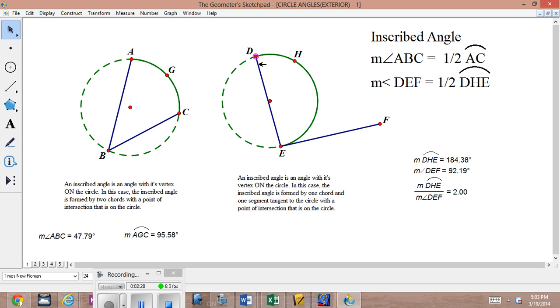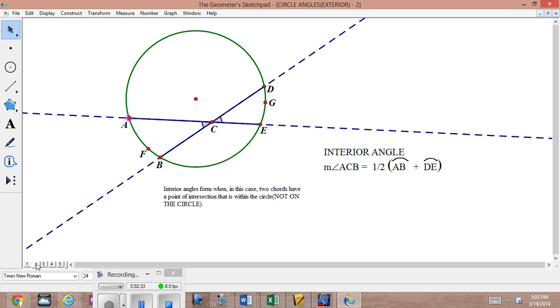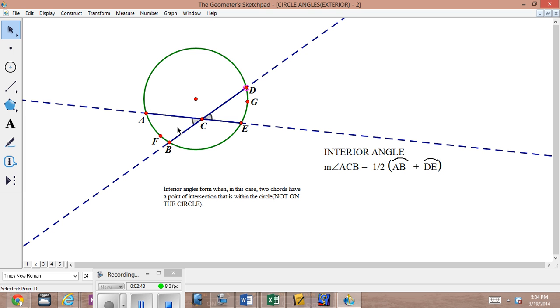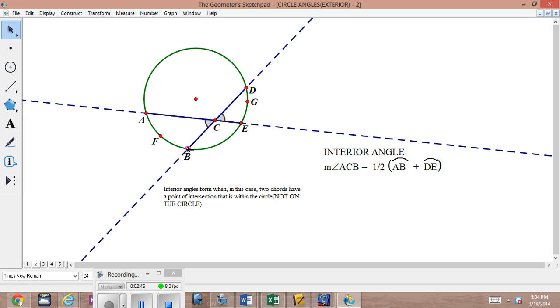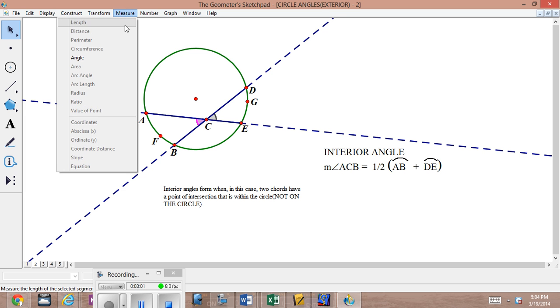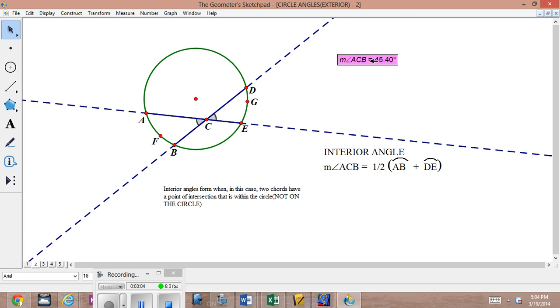If this becomes a right angle, it intercepts a semicircle. The interior angle is the angle here at C. Again, it is made up of two chords. The interior angle intercepts two arcs. We have to look at interior angles as pairs; they come as pairs of vertical angles. If we measure this angle, we get roughly 45 degrees.